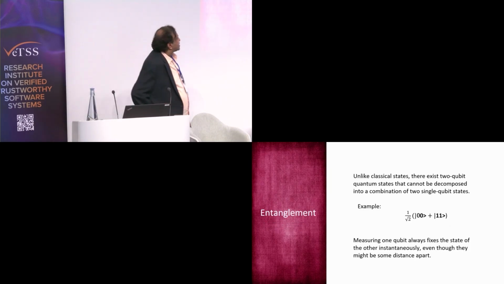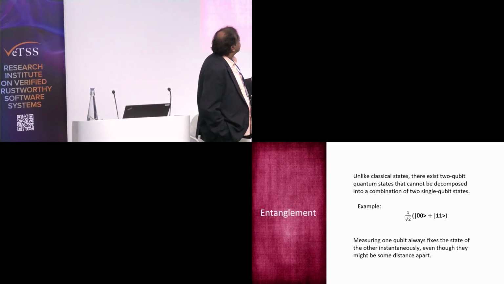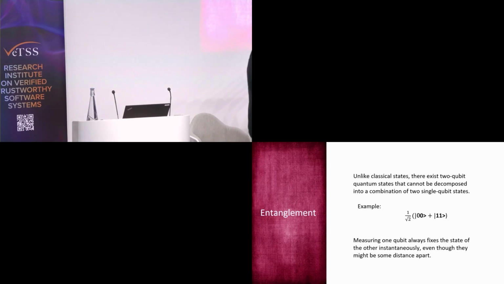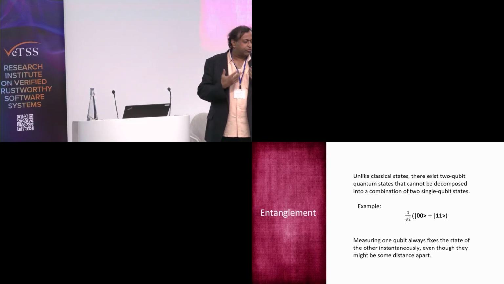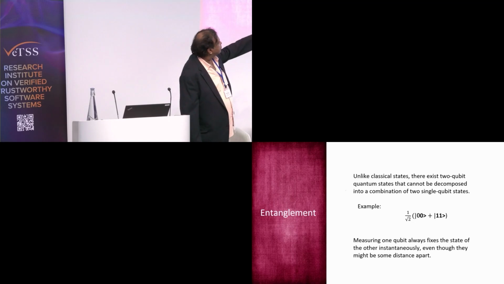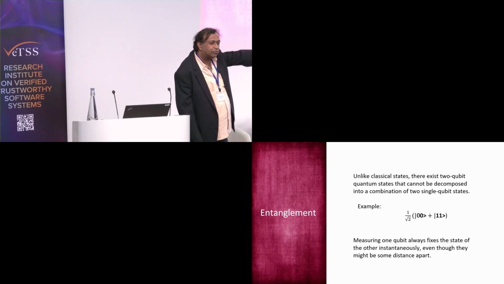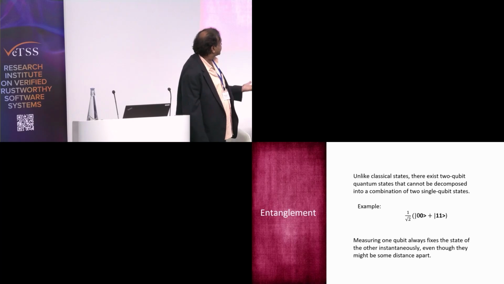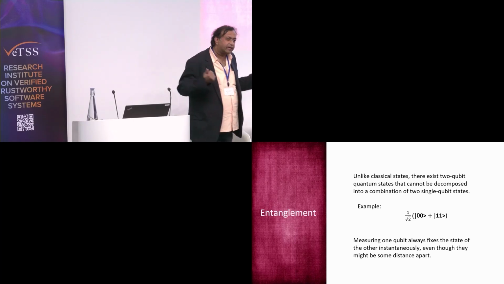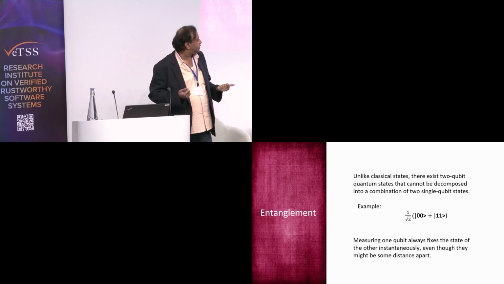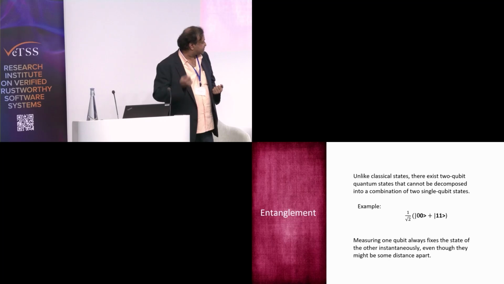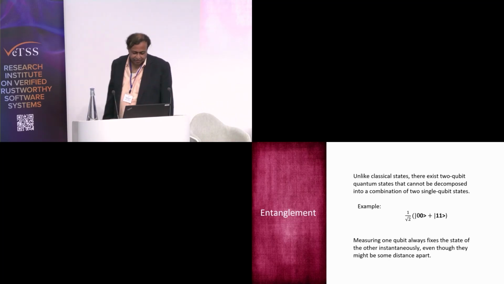Okay, and unlike classical states, there exist 2 qubit quantum states that cannot be decomposed into a combination of 2 single qubit states. If you have a state like this, you cannot turn it into a combination of two single qubits, okay? So the point is, if you measure one qubit, let's say the first one, and you get a 0 there, your second qubit is also fixed. Once you measure that, the second qubit will also be 0. But if you get a 1, the second qubit is also going to be 1. These are called entangled states. And this happens even if they are quite far apart. Maybe they are 100 kilometers apart, but when you measure one, instantaneously the other is also fixed. So they're called entangled states.